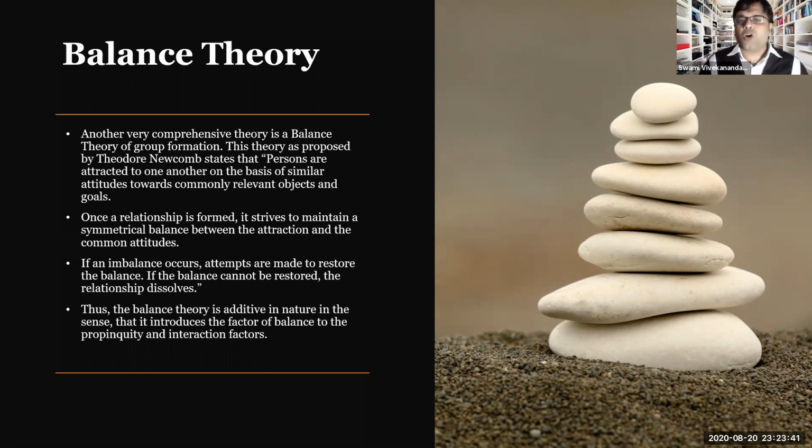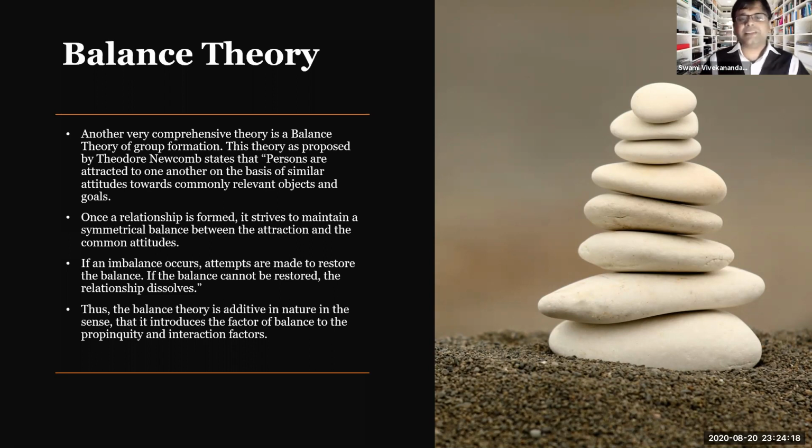Once a relationship is formed, it strives to maintain a symmetrical balance between the attraction and the common attributes. We have the attraction and we have the common attributes, and we try to make a balance between them. If an imbalance occurs, attempts are made to restore the balance. I mean, if our attitude towards something changes somehow, so that there is a mismatch, we will try to adjust that in order to maintain the balance. But if any of the parties fails to restore the balance, then the group will be disturbed.